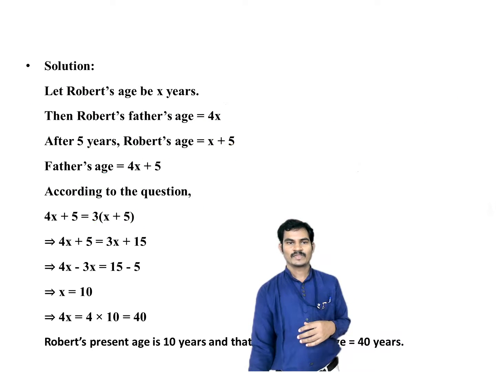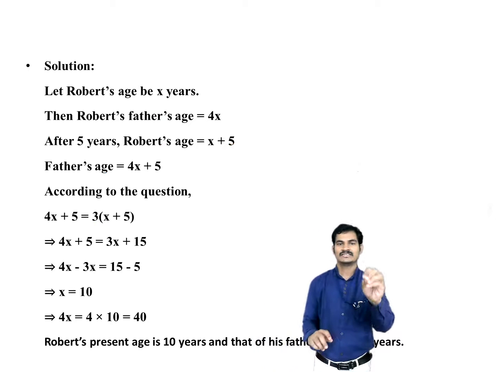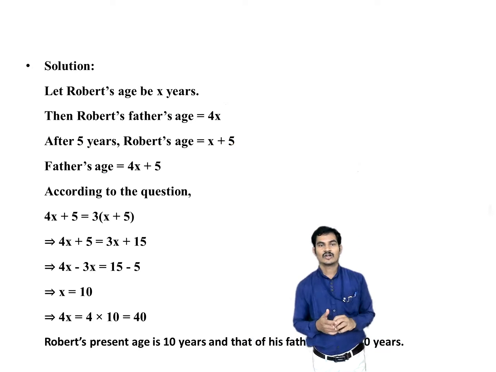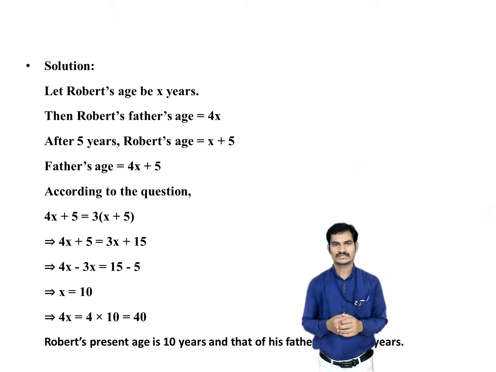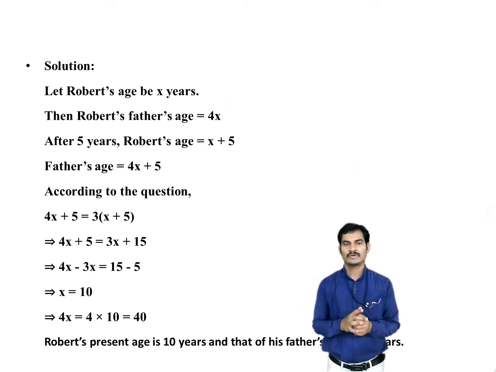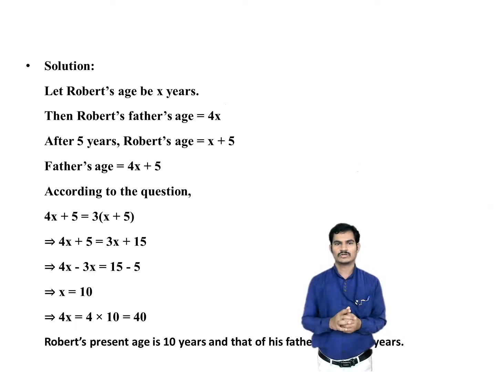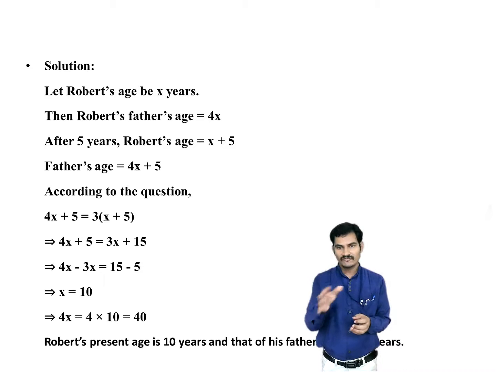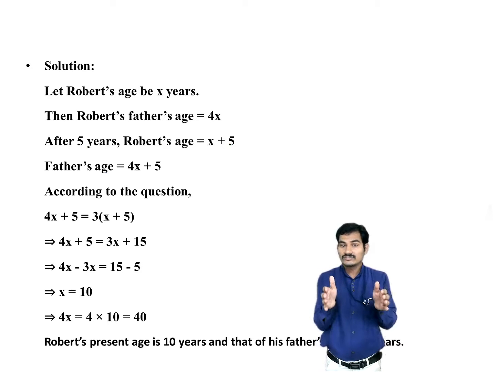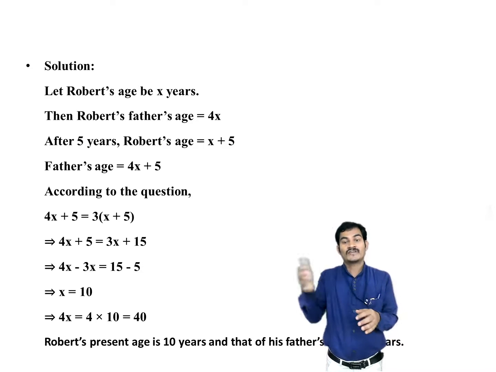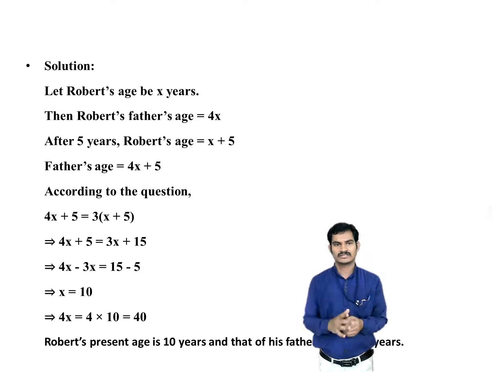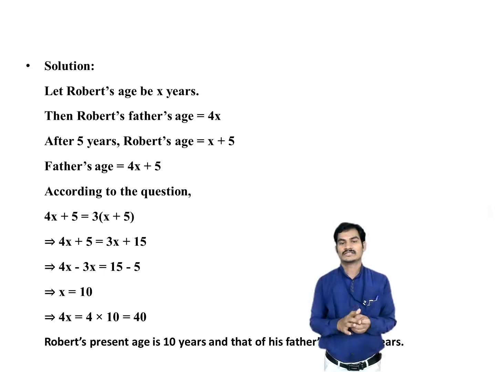See dear students. As we have discussed, Robert's age is X years. Then Robert's father's age is 4x years as per the given information. So after 5 years, what will happen? After 5 years, Robert's age will be x plus 5. There is no doubt. And his father's age also will be increased by 5 years. His father's age now is 4x years. So after 5 years, it means 4x plus 5 years. There is no doubt.